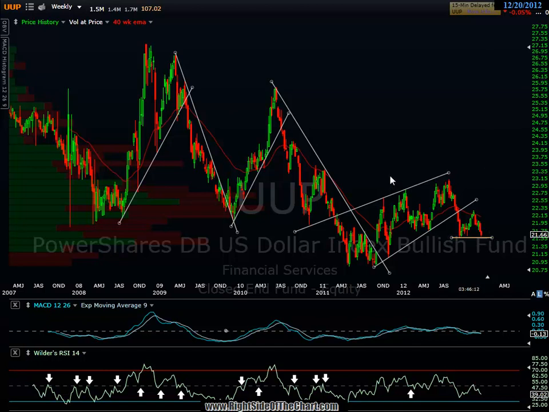Typically a falling dollar is bullish for stocks, although there have been times over the years where that relationship has been broken. So we'll have to see what happens going forward. Not a whole lot to say on the dollar other than it doesn't look so hot.